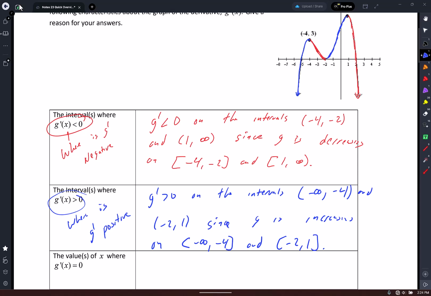All right, there it is. G prime is positive on the intervals -infinity to -4 and -2 to 1, since g is increasing on -infinity to -4, the bracket on -4, and -2 to 1. If you didn't put a bracket on them, you'd be fine. But it should be a bracket.